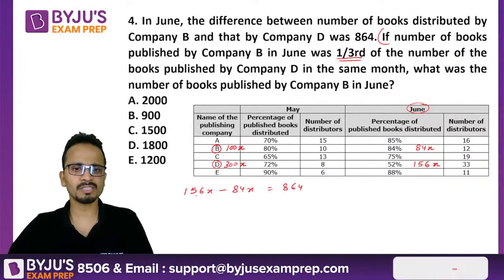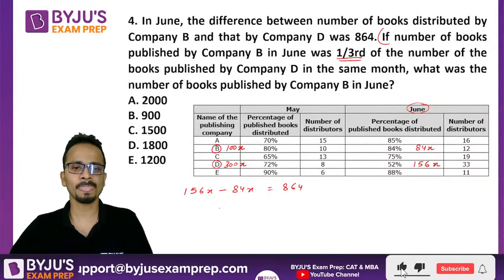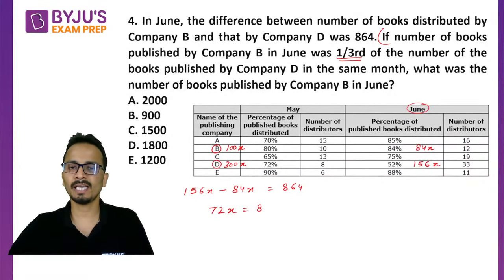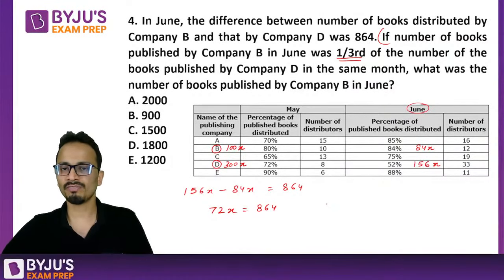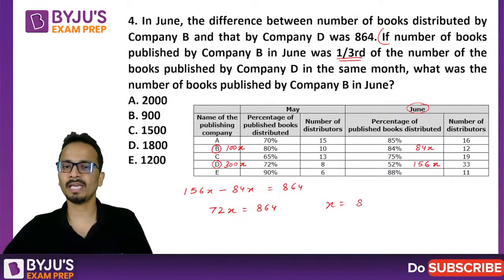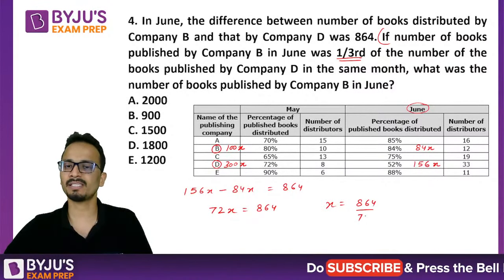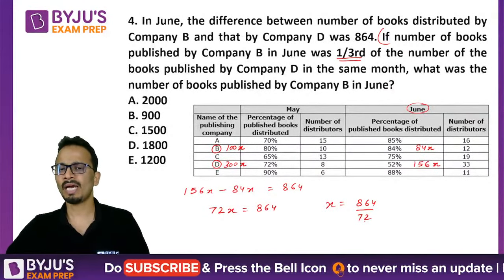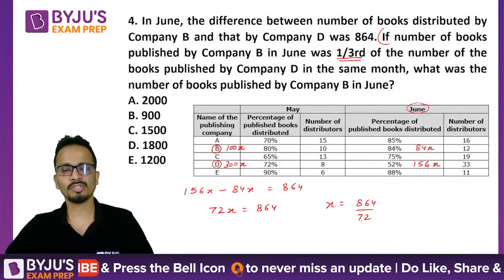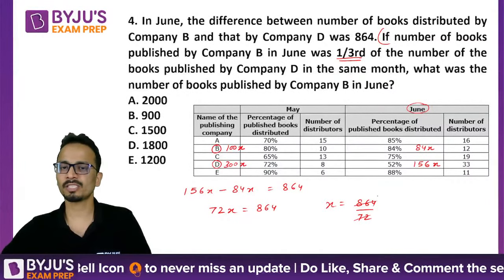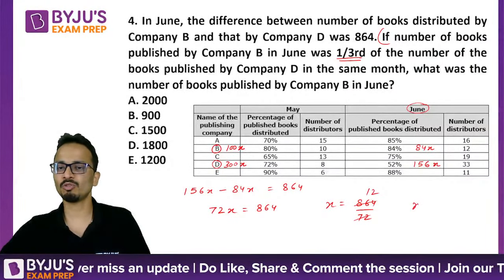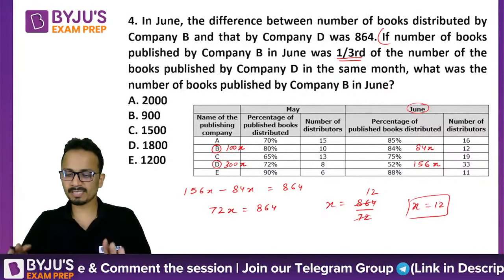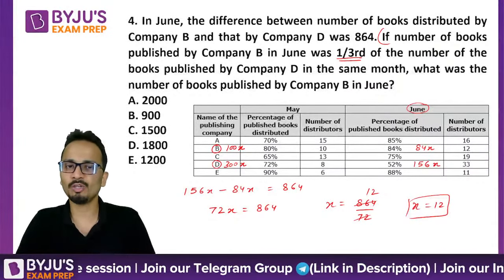Let's look at the difference. 56 and 16, 72. So 72x is given as 864. So the value of x will come out to be 864 divided by 72. 72 into 10 is 720, and then 144. So it will be 864. Yes. So the value of x will come out to be 12. What value of x did we get? 12. Now let's carefully have a look at what we need to calculate.